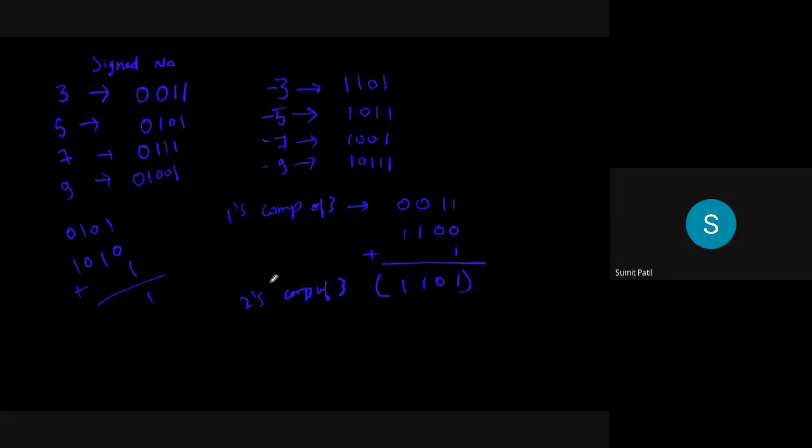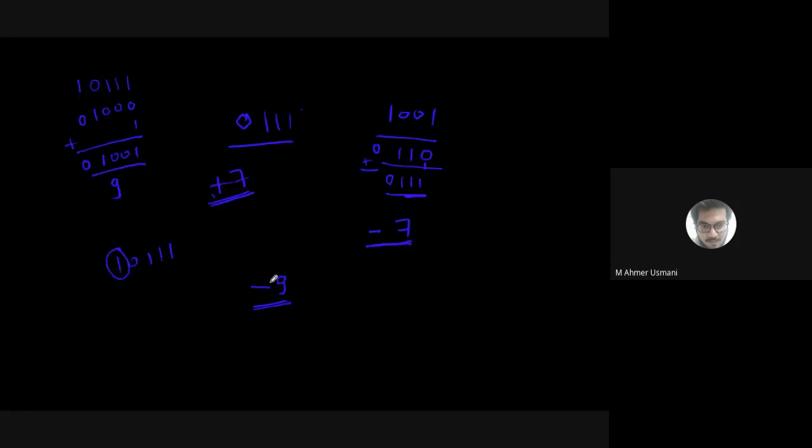Just check. -9 is 10111. Here also we got 10111, and here also we got 10111. So that means we are able to identify the number. Now tell me, what is this number? It is +0. Everybody agrees to it? Yes, sir.